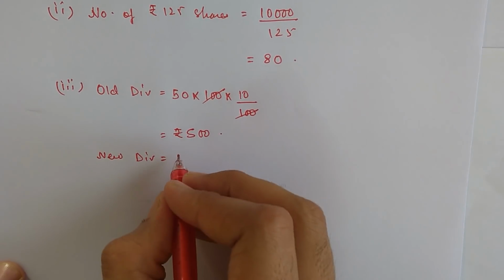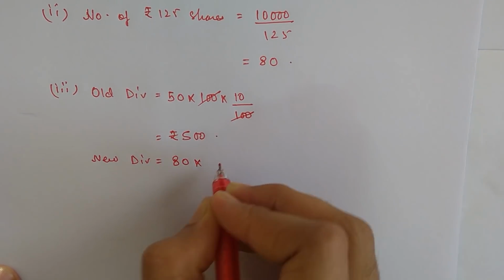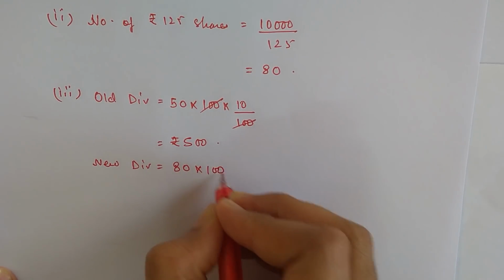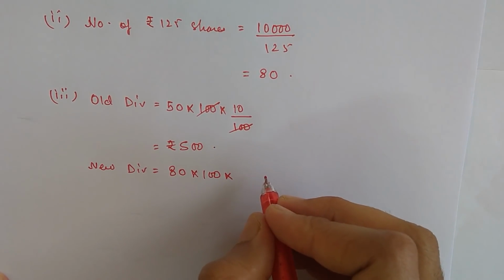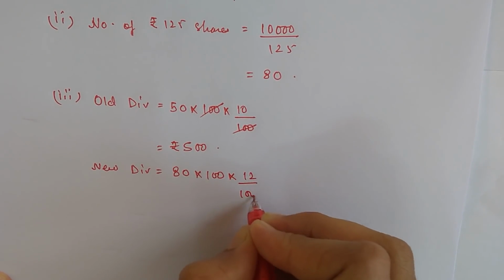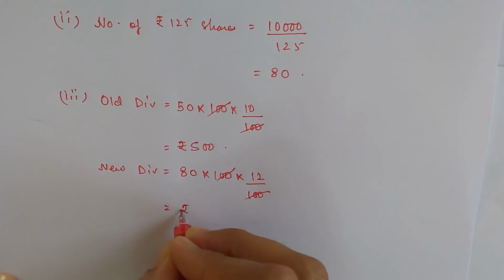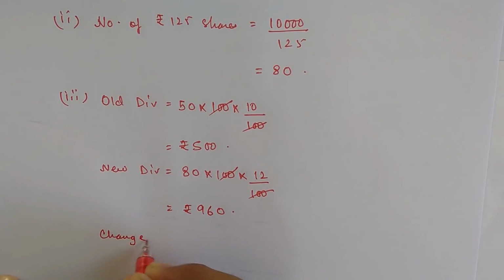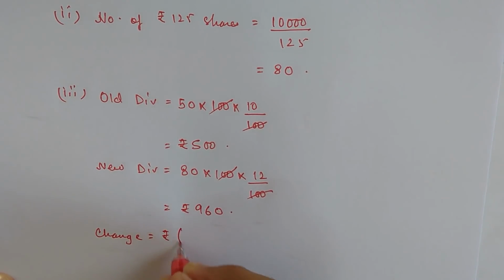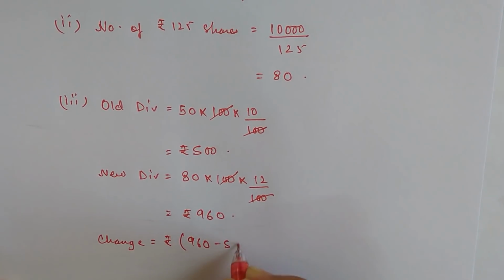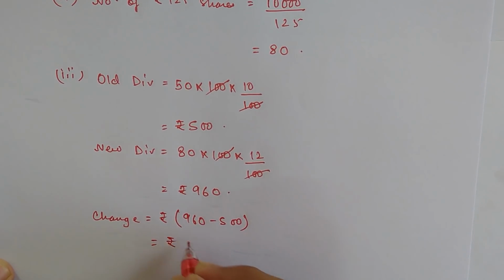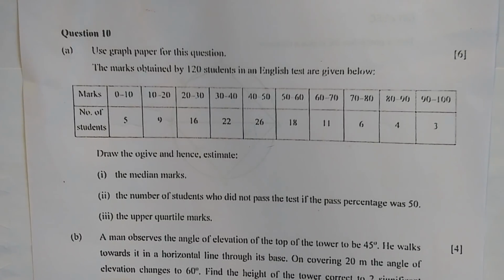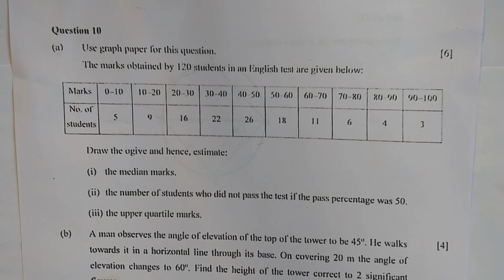Let's calculate the new dividend. In the new dividend, he has 80 shares. The face value of the shares is rupees 100, and the dividend percent is 12%. So the new dividend comes out to be rupees 960. Therefore, the change in his income is rupees 960 minus 500, which is rupees 460. Your third answer.